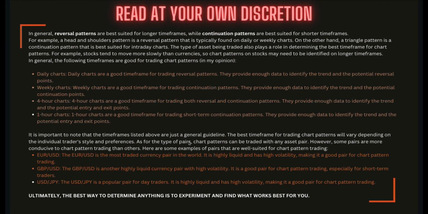As for the type of pairs, chart patterns can be traded with any asset pair. However, some pairs are more conducive to chart pattern trading than others. So for some pairs, certain chart patterns might work best. For some other pairs or assets, maybe chart patterns won't be respected at all, or they won't show up either. Who knows? Here are some examples of pairs that are well suited for chart pattern trading. Euro USD, it's pretty good. I've seen a lot of people trade Euro USD with it. GBP USD as well, and USD JPY.